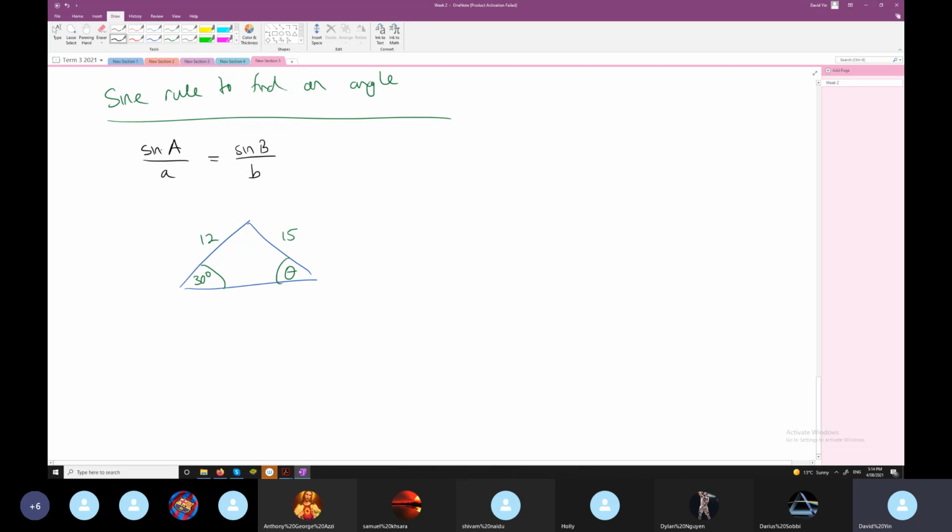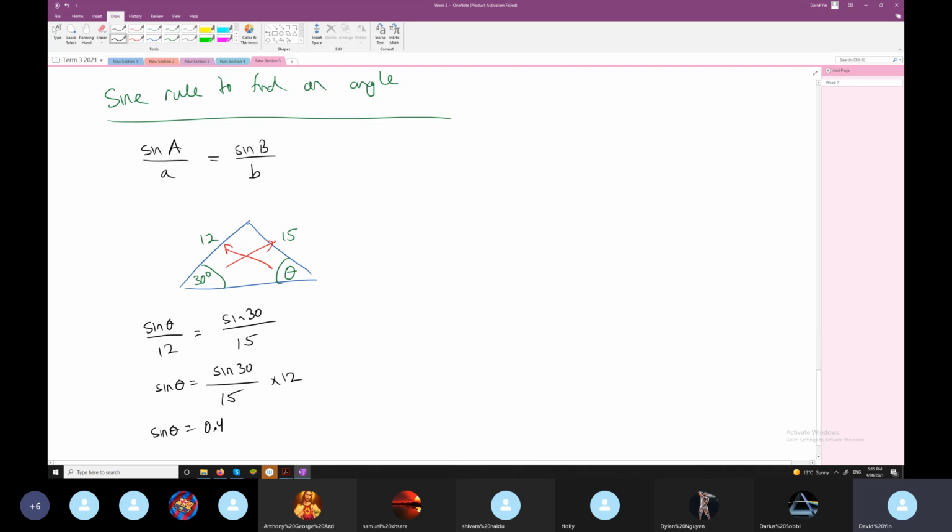So we always want the unknown first. This will be sine theta all over the opposite side, which is 12. I should have drawn this first before we started. So sine theta all over 12 equals sine 30 all over 15. Now what you want to do here is bring the 12 across. You bring the 12 across by multiplying, because the inverse of divide is to multiply. So sine 30 over 15 times 12. Now here's where you have to do one additional step. I'm just going to evaluate this in the calculator: sine 30 divided by 15 times 12, and we get 0.4.